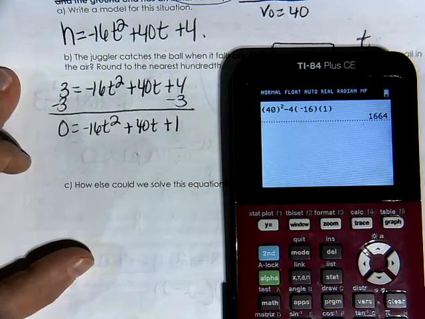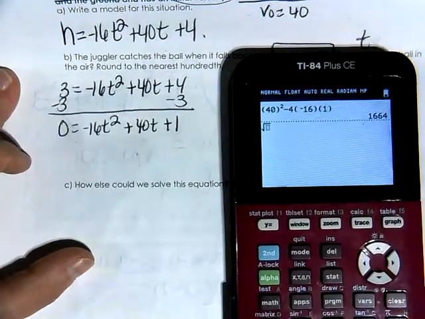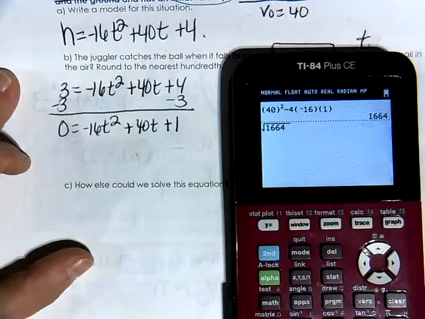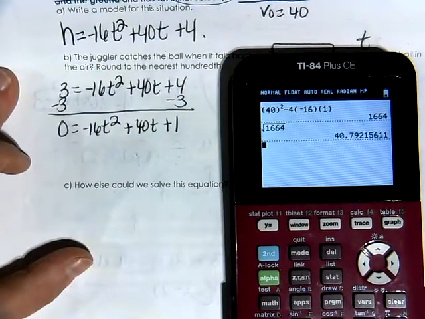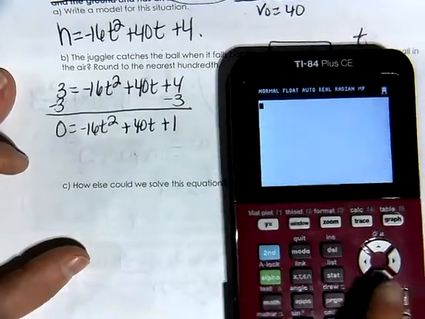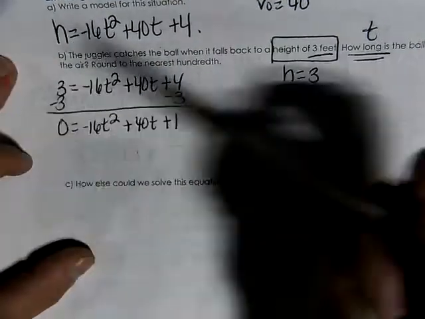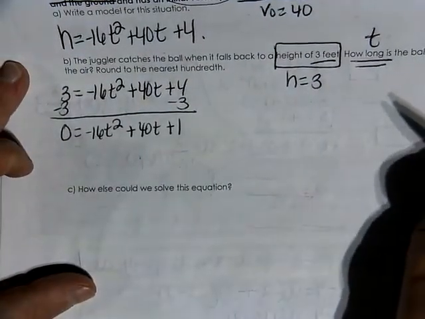1664, so 1664. And I'm going to take the square root of that because that's not a number I work with very often. So I'm just going to verify that, nope, definitely not a perfect square. So that tells me that this is not factorable, and I definitely need to work with the quadratic formula.